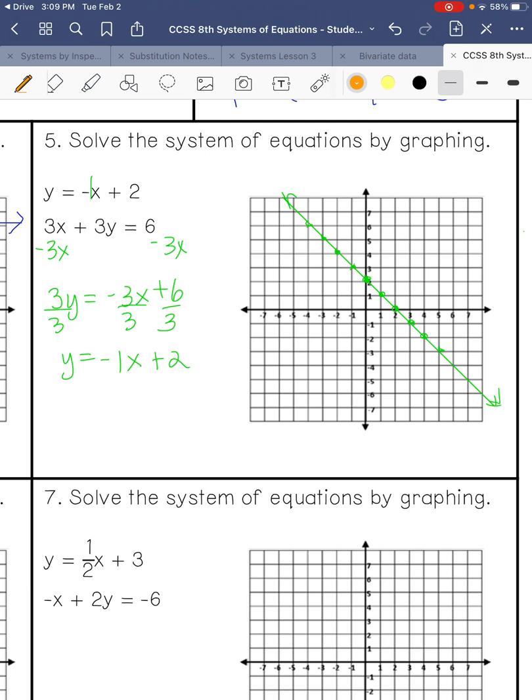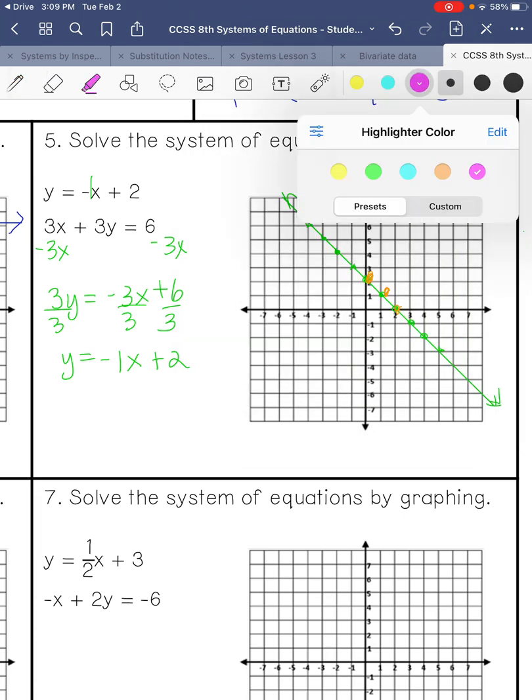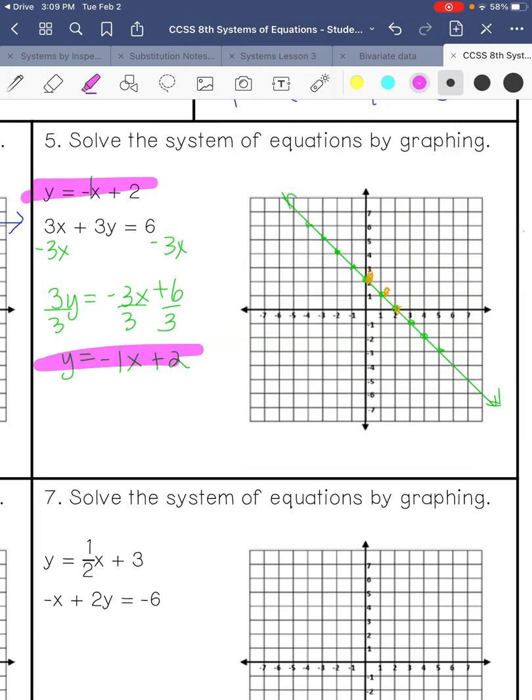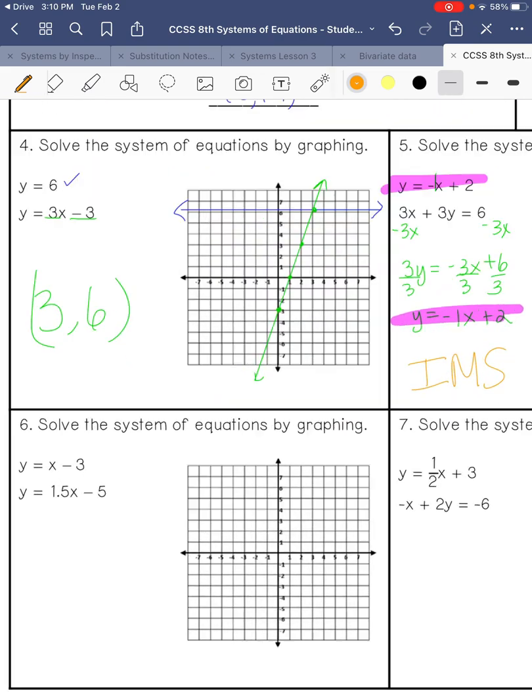So I can graph this. I start at 2, and I'm going to go down 1 over. Oh, look what just happened, guys. I didn't even catch it till I started to graph it. I ended up with the exact same equation. So I'm going to end up having two lines in the exact same location. That doesn't match up here, but they are the same line. This has infinitely many solutions. They're the same. So keep an eye out for stuff like that. Don't let it throw you.